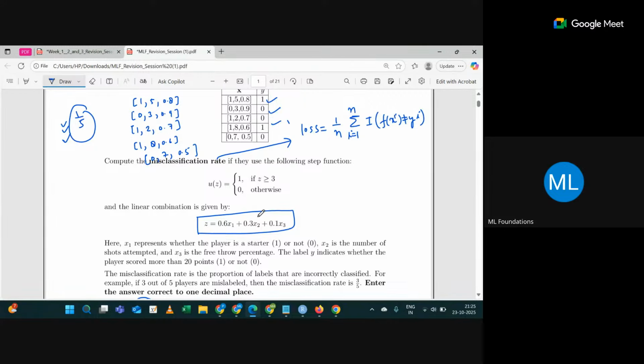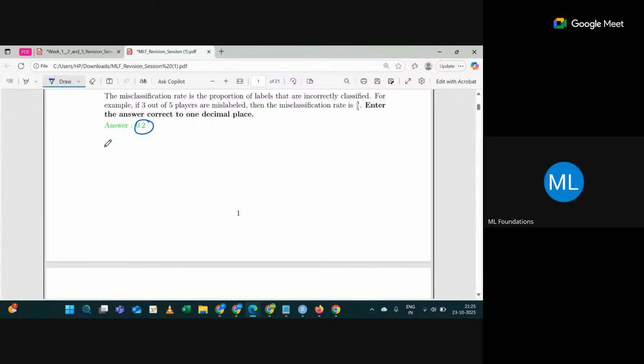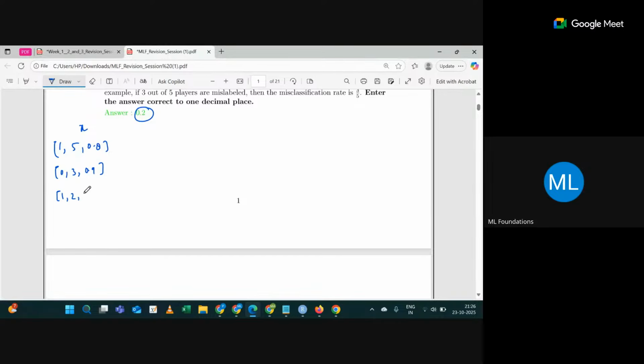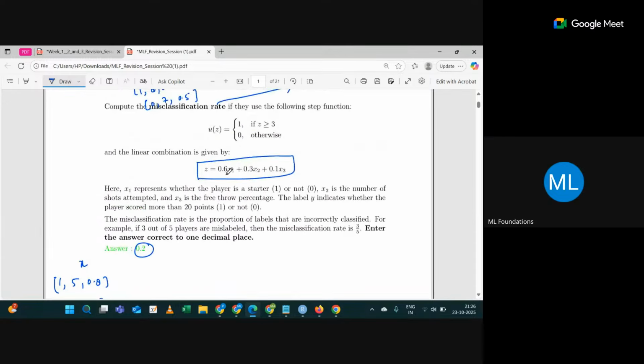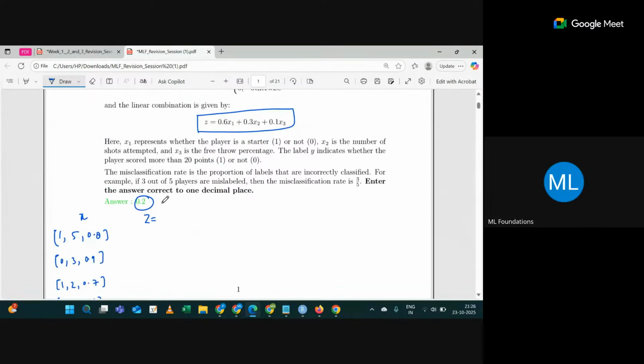Okay, let me solve it. X is 1, 5, 0.8, then 0, 3, 0.9, and the next is 1, 2.7, and 1, 8.6, and the next is 0, 7.5. These are the x's. Z is defined as 0.6 x1 plus 0.3 x2 plus 0.1 x3. So 0.6 times 1 plus 0.3 times 5 plus 0.1 times 0.8. Basically 0.6 plus 1.5 plus 0.08, so 2.18, right?